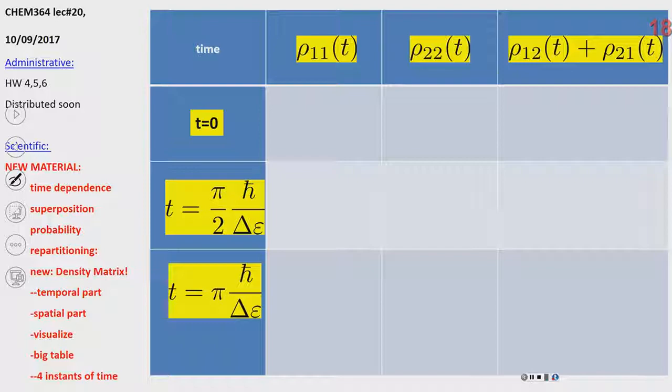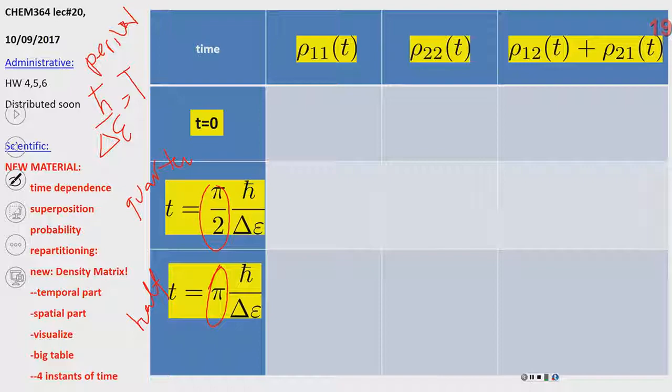So, most typical time is time 0. Then we go quarter period forward and half period forward. This is quarter, and this is half. So this delta E divided by h bar is frequency, and h bar divided by delta E is a period of oscillations. So we have only one specific frequency. We look at the beginning of evolution, quarter period and half period. And then we can look for the full period, 3 quarters, but we will see a repeating pattern.